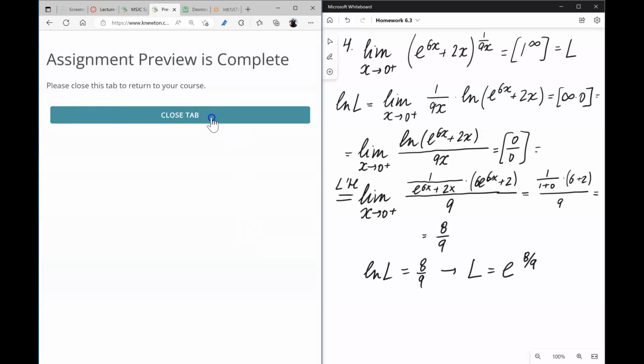And we finished this homework. If you have questions about using L'Hopital's rule to resolve indeterminate forms that contain powers, then please let me know.